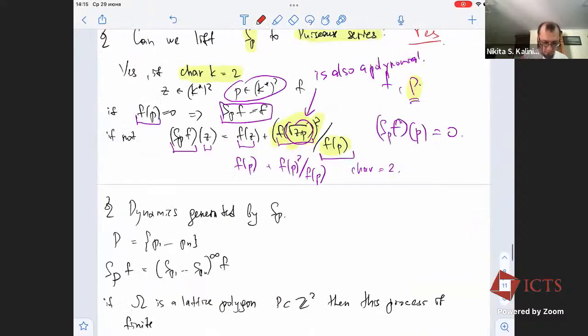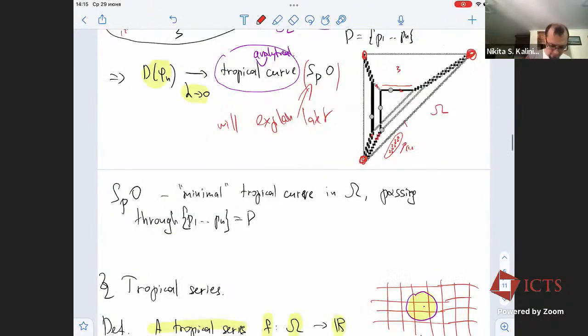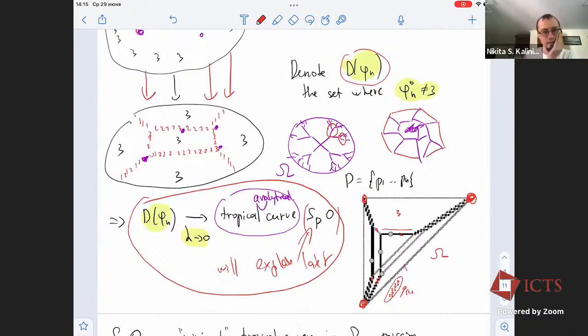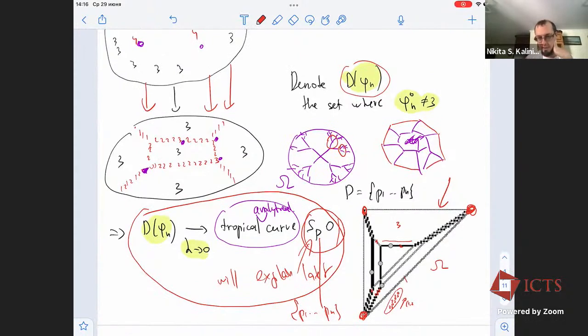Well, and finally, the dynamic generated by SP. As I told you in the beginning of my talk, these sets of sandpiles converge to a special tropical curve SP of zero. So here it means the following. The curve in this picture is the pointwise minimal tropical series such that the set of my points P1, ..., Pn is contained in its corner locus. Basically the recipe is as follows. I take a convex domain, I take any number of points inside, and then I look for the pointwise minimal tropical series such that the corresponding curve passes through all my points, as here in the picture. That's what SP does.